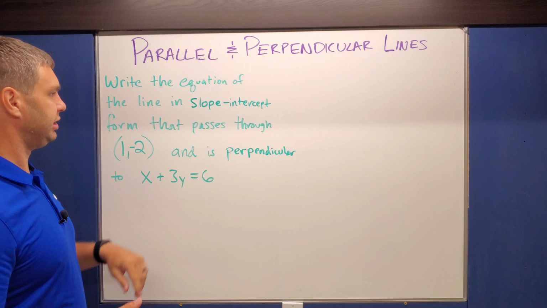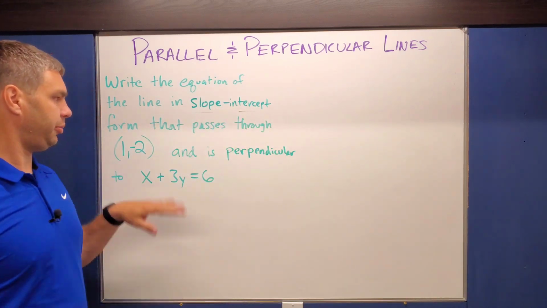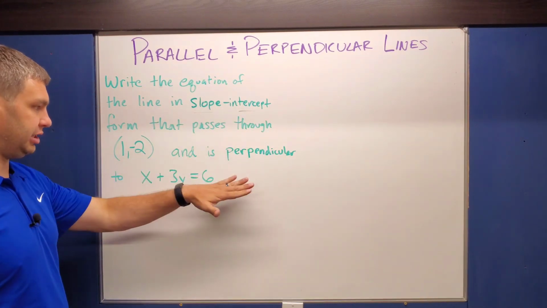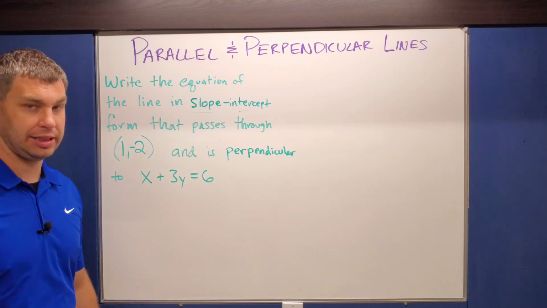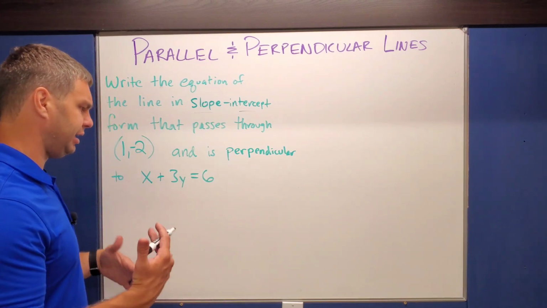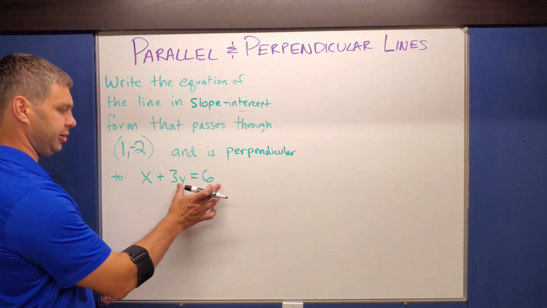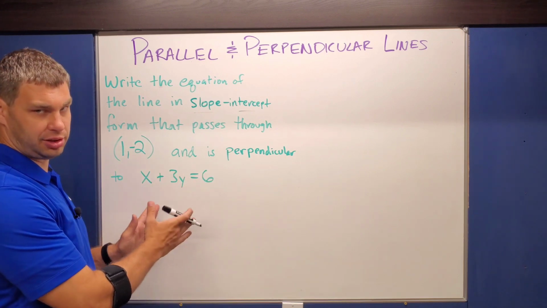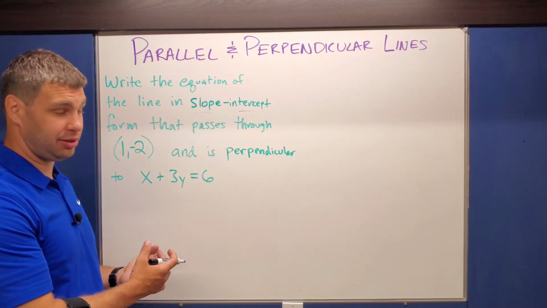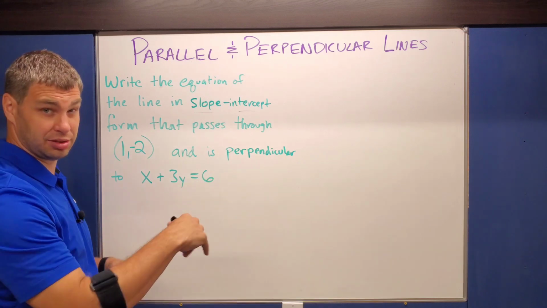This time it says write the equation of a line in slope-intercept form that passes through (1, -2) and is perpendicular to x + 3y = 6. Okay, so kind of similar to the last one where we had x + 3y = 6. This is standard form. We want to solve for y to be able to find the slope here. Then we can figure out what would be perpendicular to that slope.